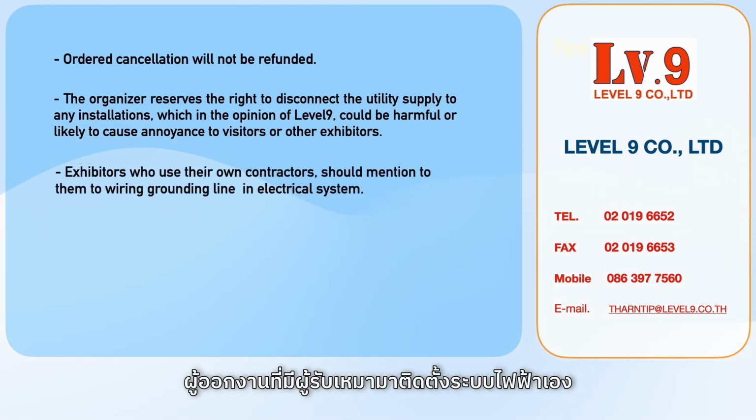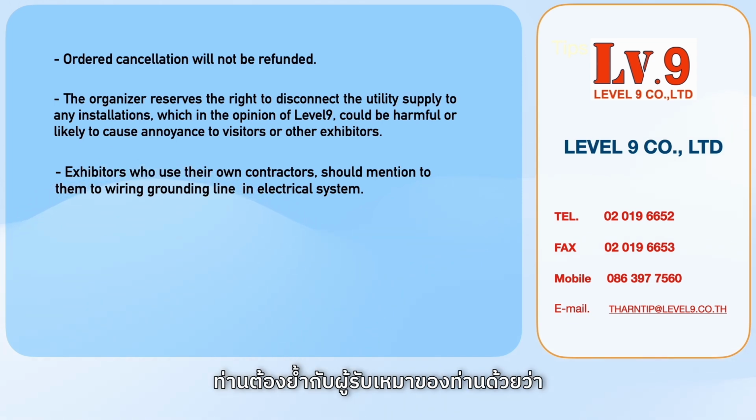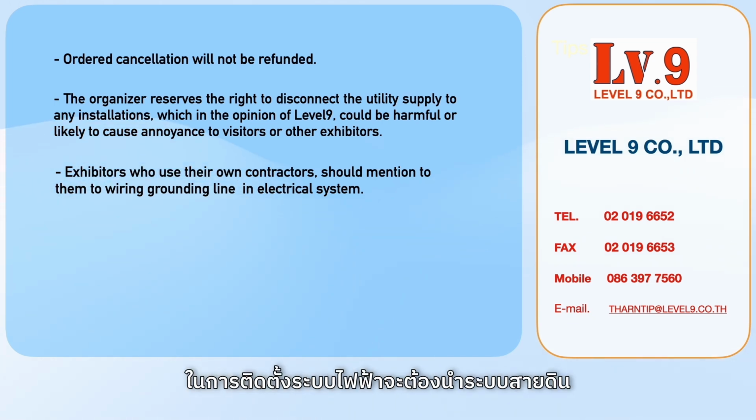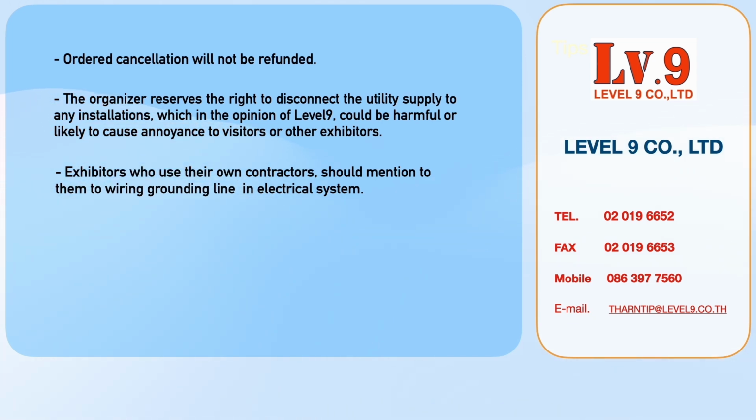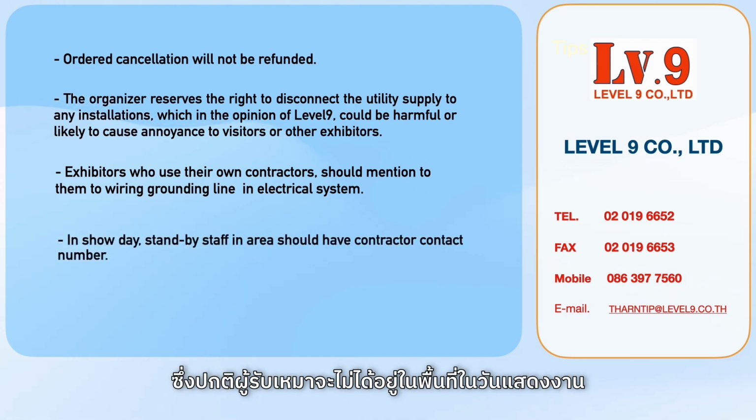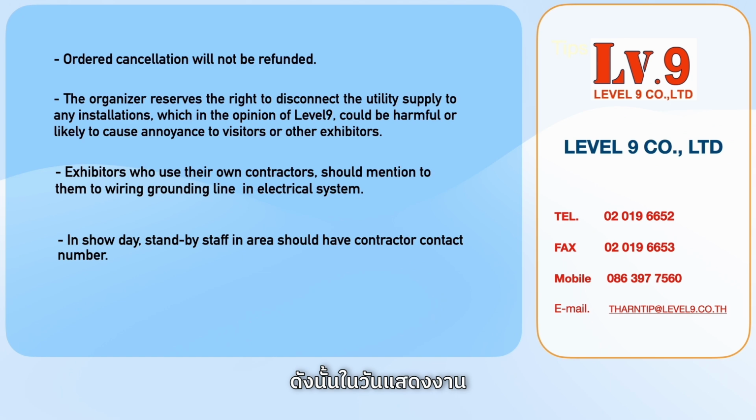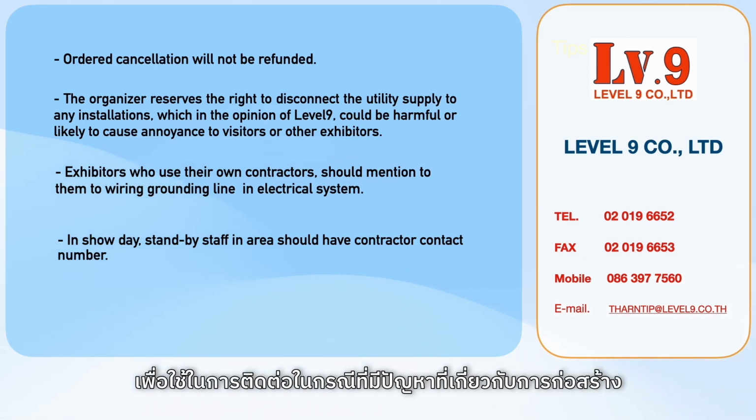For exhibitors who have their own contractor, you must remind your contractor to properly install the grounding wire into the electrical system. For works that have been contracted out, normally the contractor will not be present at the site on the day of the exhibition. Therefore, on the day of the exhibition, the contractor's contact phone number should be provided to the staff working at the site, so that they can be contacted in case there are any problems related to the construction work.